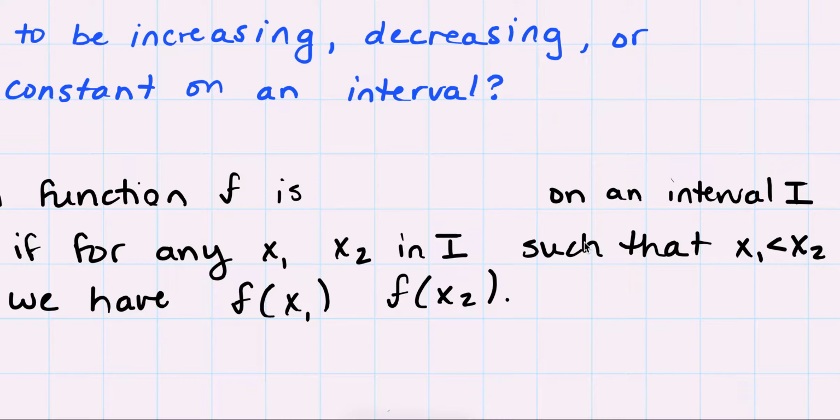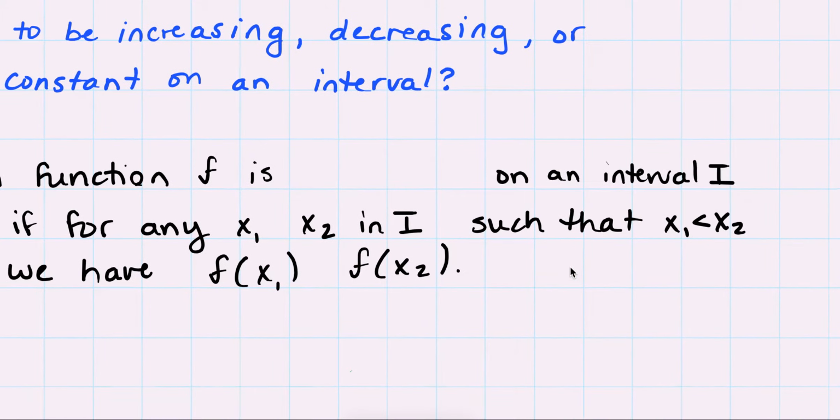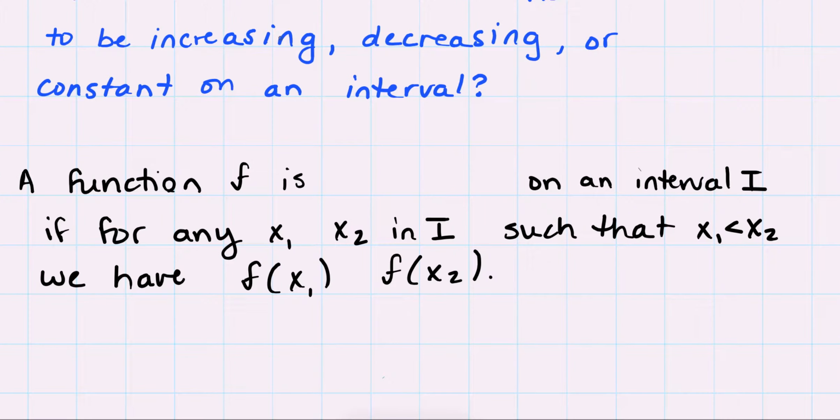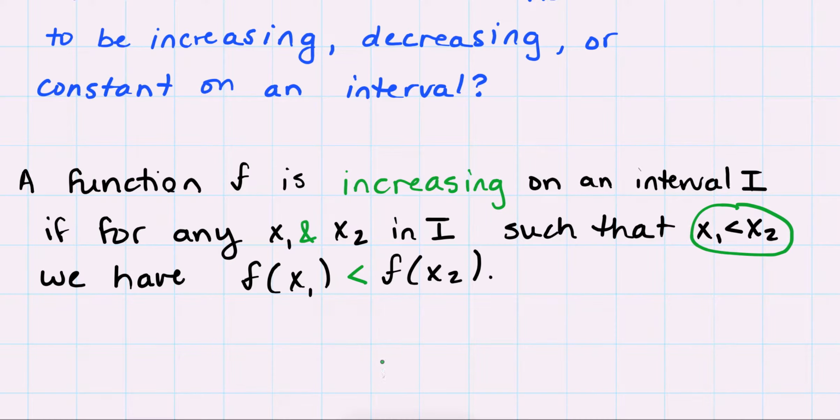So here I wrote the majority of the definition. I'm going to fill in some blanks here. So a function f is increasing on some interval I if for any x1 and x2 in that interval where x1 is less than x2, we have f of x1 is less than f of x2. This is the mathematical definition of an increasing function.